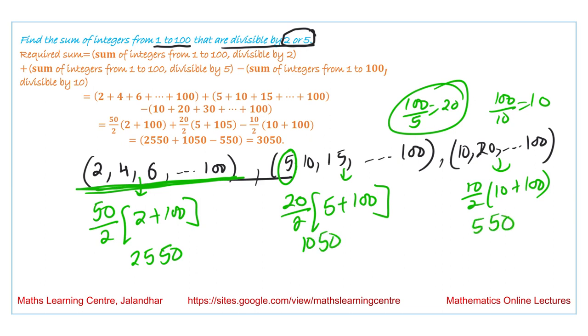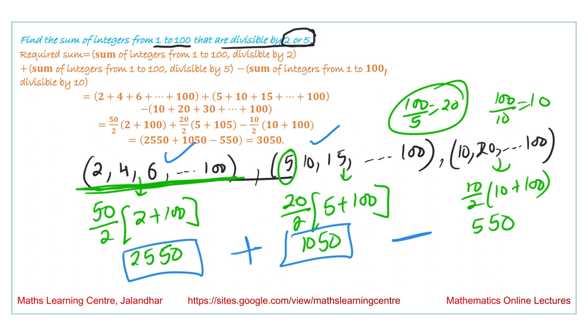So what we are saying is that we take the sum of the numbers divisible by 2, plus the numbers divisible by 5, minus the numbers which are divisible by both 2 and 5, because these are counted twice.